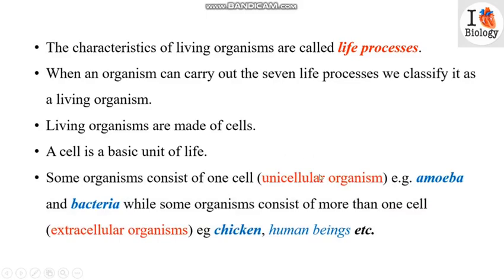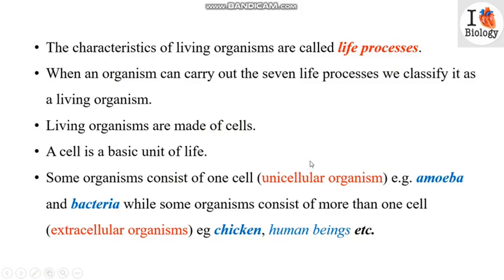These organisms are called unicellular organisms, for example amoeba and bacteria. These organisms are called what? Unicellular organisms, because they have one cell. These single-celled organisms have everything they need to carry out all the life what? Processes.